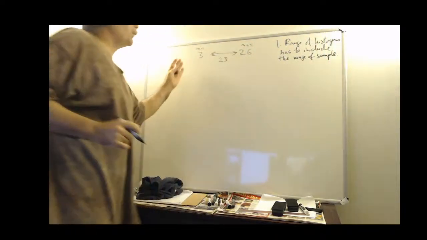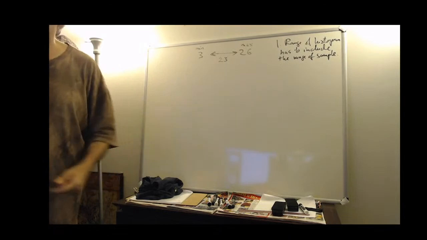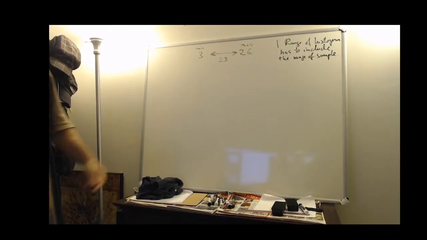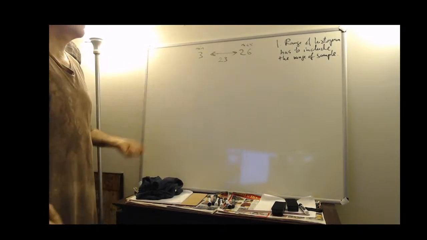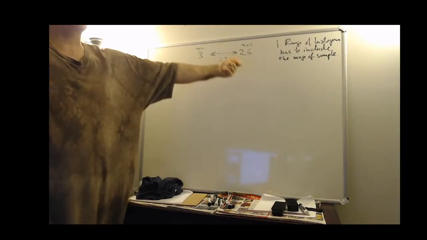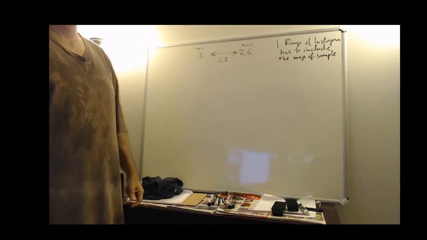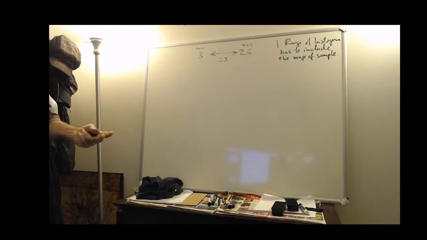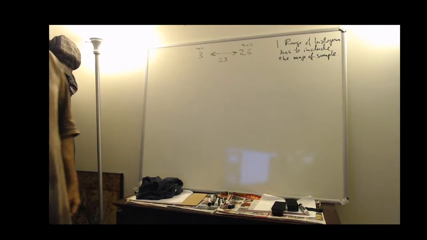So you have a range of sample which is from 3 to 26. The range of the histogram must cover the range of the sample. So the horizontal axis of the histogram has to cover 3 and has to cover 26 and everything in between.